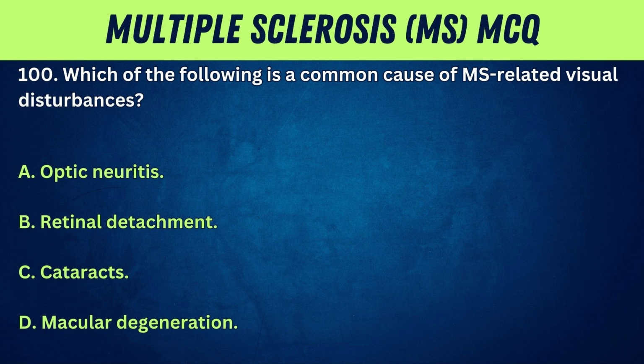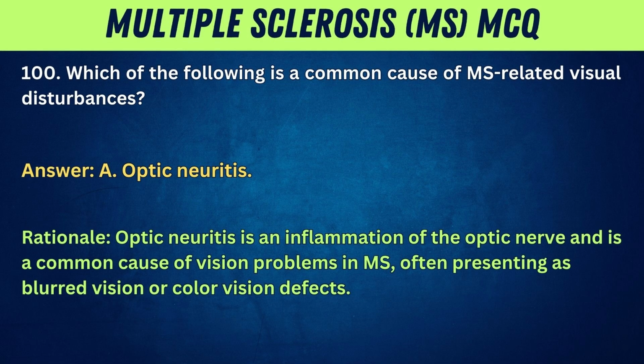100. Which of the following is a common cause of MS-related visual disturbances? A. Optic neuritis. B. Retinal detachment. C. Cataracts. D. Macular degeneration. Answer: A. Optic neuritis. Rationale: optic neuritis is an inflammation of the optic nerve and is a common cause of vision problems in MS, often presenting as blurred vision or color vision defects.